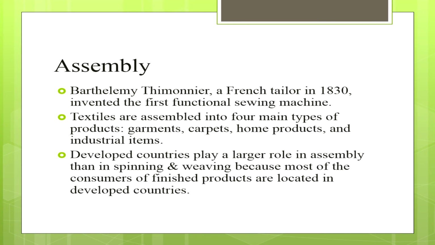Barthélemy Thimonier, a French tailor, invented the first functional sewing machine in 1830. Textiles are assembled into four main types of products: garments, carpets, home products, and industrial items. Developed countries play a larger role in assembly than in spinning and weaving because most of the consumers of finished products are located in developed countries.